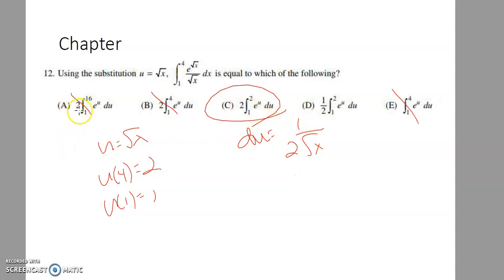So at that point, I'm down to A, B, or C, right? And then what I need to do next is convert the bounds, right? Because these are x values, I need to switch over to u values. How do I do that? I use u equals root x. So I plug in 4 for x here. Root of that is 2. Plug in 1, I get 1. So the bounds change 1 to 2.